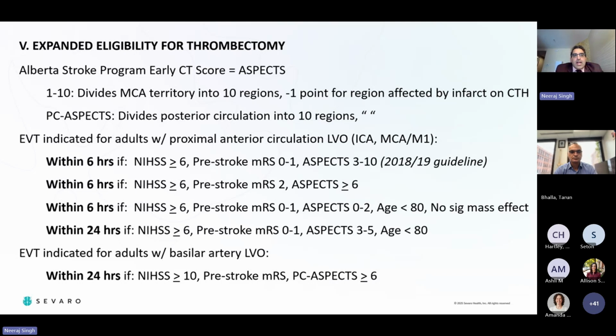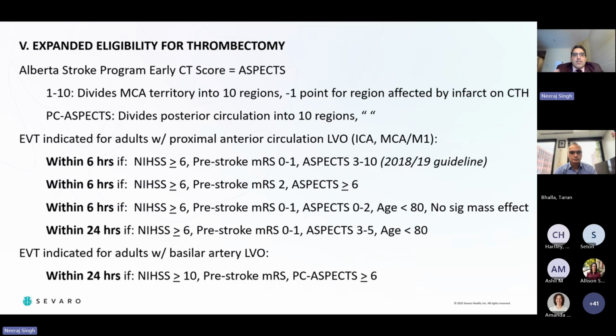I wanted to briefly remind you, without going through the full detail, that we have this score called the ASPECT score, the Alberta Stroke Program Early CT score. It essentially divides the middle cerebral artery territory into 10 regions. 10 is a good, top score, and then you subtract a point for every region affected by an infarct as seen on a non-contrast CT head. There's an alternative version known as PC-ASPECTS, which divides the posterior circulation on one side into 10 regions to look for posterior circulation strokes.